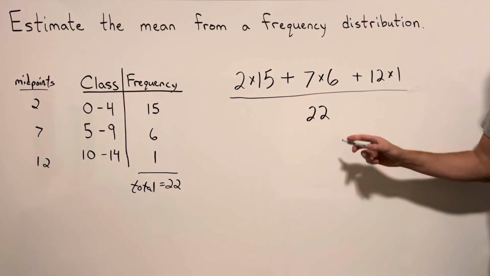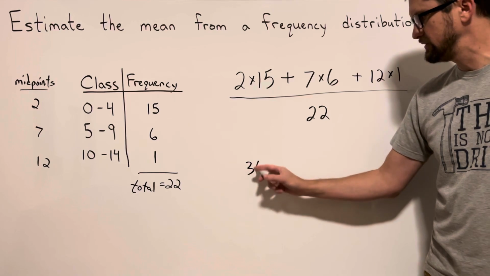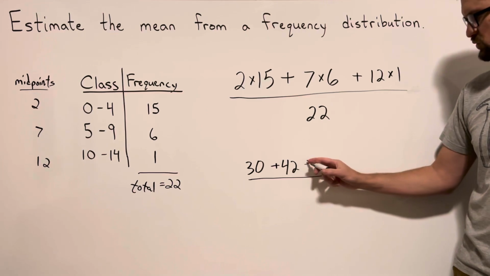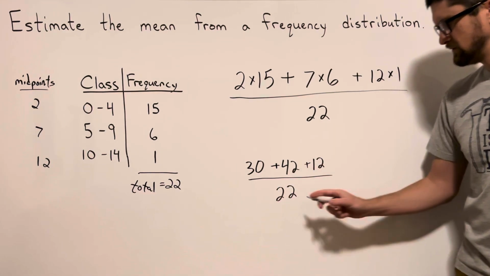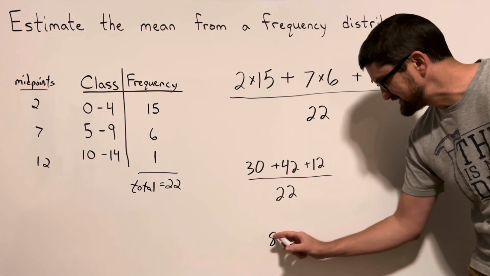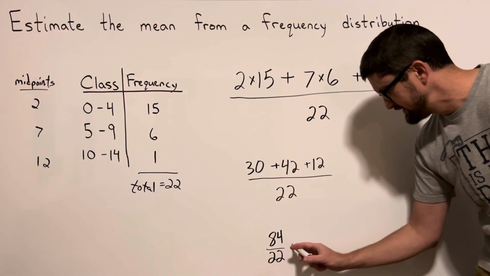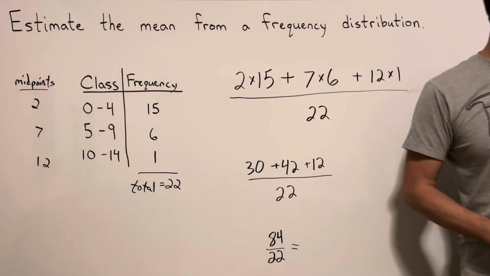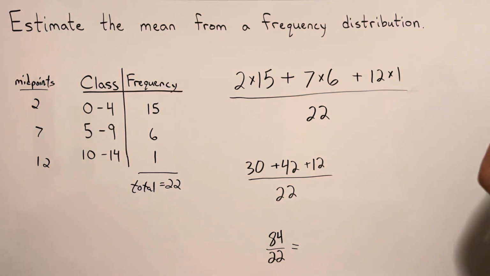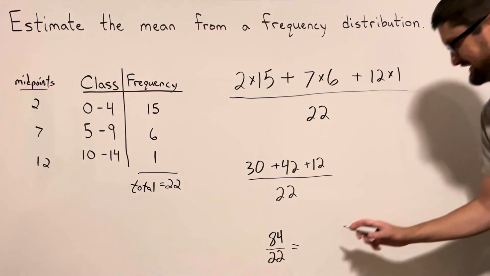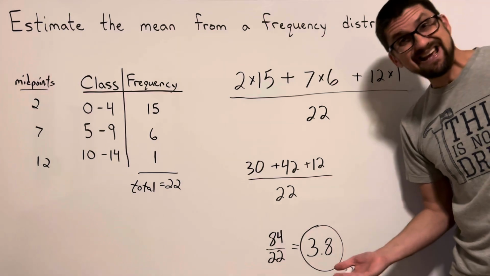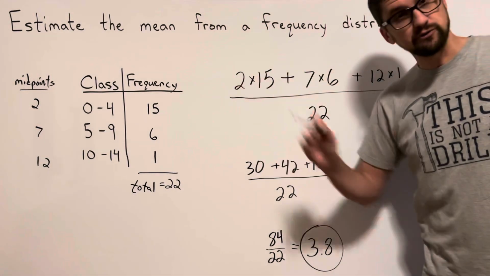All right, so 2 times 15, that's 30. 7 times 6 is 42. That's going to be 12. This is going to be 84 up top. So the estimate for the mean, if you calculate 84 divided by 22, you get 3.8. That's going to be our best estimate for the mean of this frequency distribution.